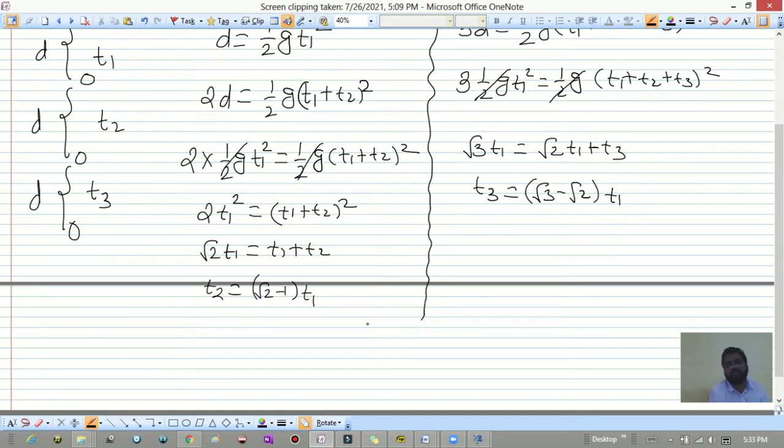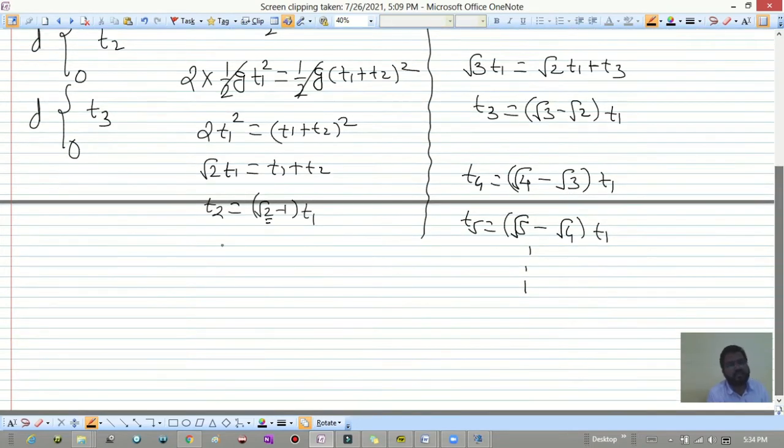Right. So likewise you can calculate t4. See, if we increase this 1 to 2, we'll get root 3. The root 1 in 1, it will become root 2. So next will be root 4 minus root 3 into t1. Then increase for t5 if you want. Increase 1 in this, root 5 minus root 4 into t1, and so on we have.